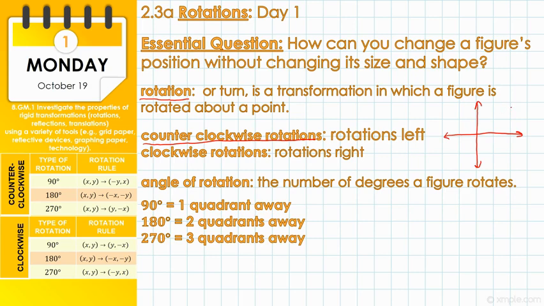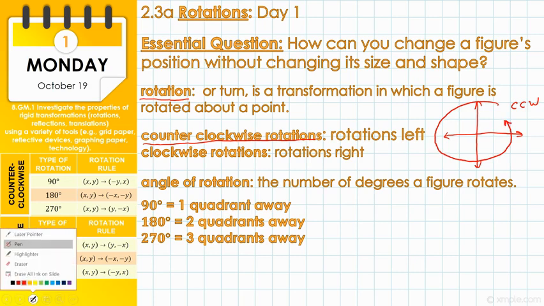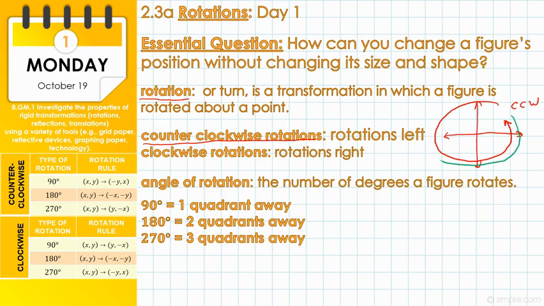So when we look at CCW or counterclockwise rotations, these are rotations that occur to the left. When we look at clockwise rotations, these are rotations that occur to the right, the same direction the hands move on a clock. So clockwise, the rotations move right. Counterclockwise, rotations move left.